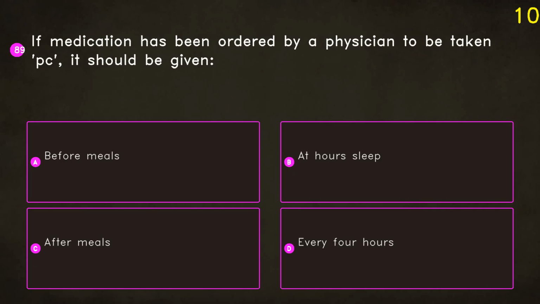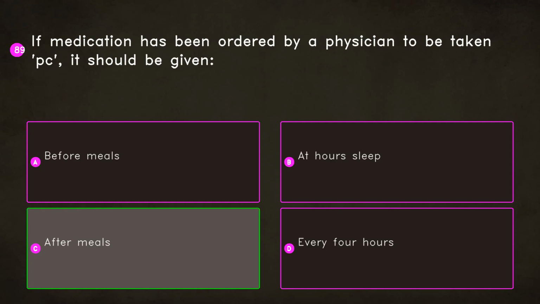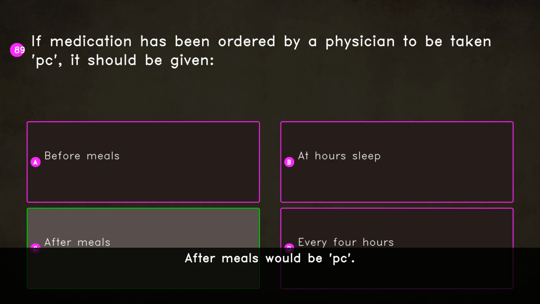Question 89. If medication has been ordered by a physician to be taken PC, it should be given A. Before meals. B. At hours of sleep. C. After meals. D. Every 4 hours. The correct answer is after meals. After meals would be PC.